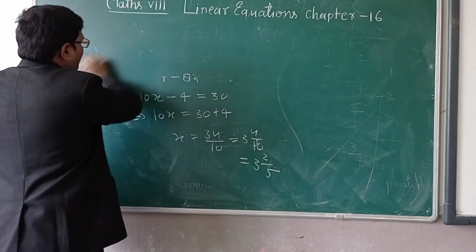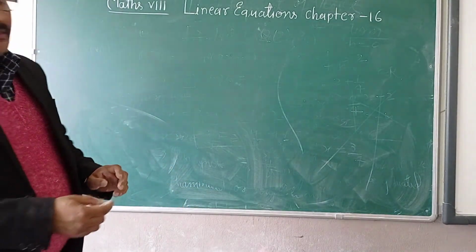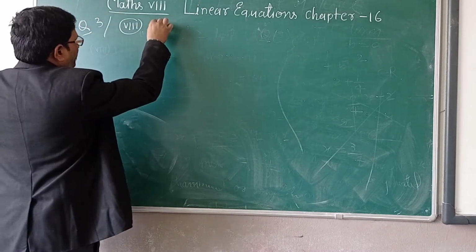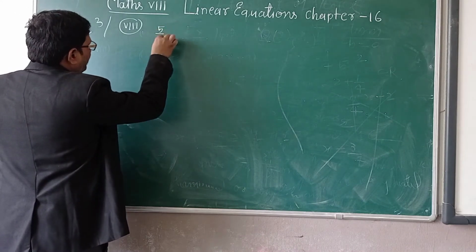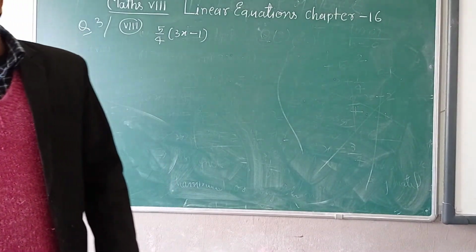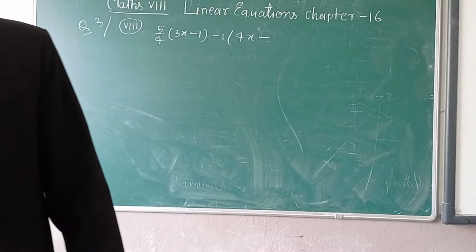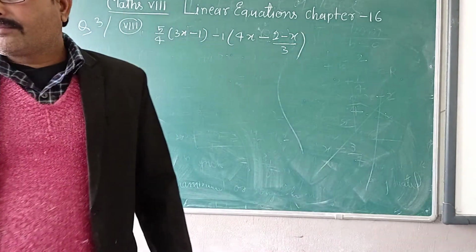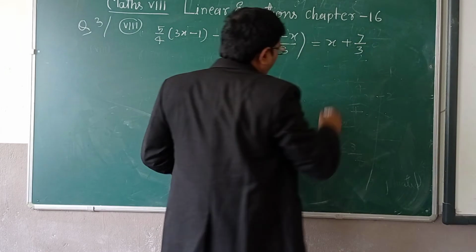Exercise 16.2, same exercise. See, what is the question given? 5 by 4, 3x minus 1, minus 4x minus 2, minus x by 3, bracket closed, is equal to x plus 7 by 3. You have to solve this question.